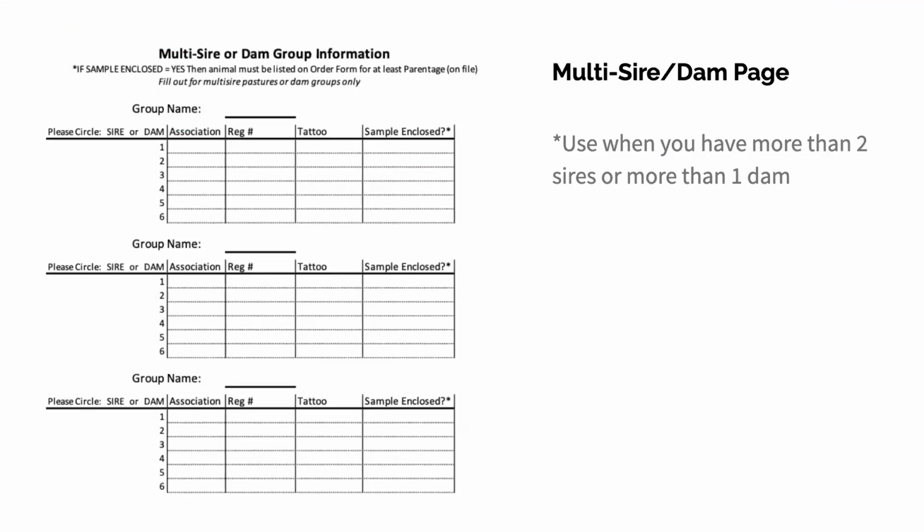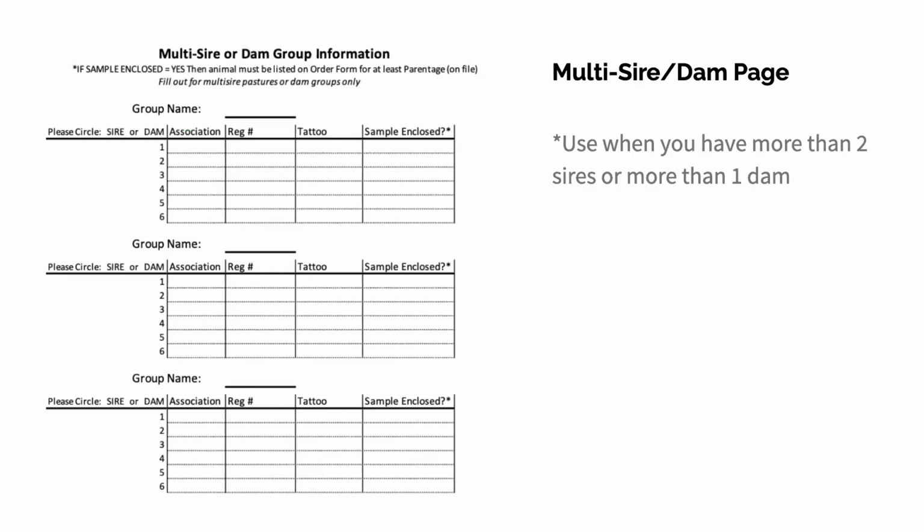So here's going to be that page 5. This is going to be for your multi-sire and dam groups. Like I said, let's say you have group 1, and that has maybe 5 sires in it. You're going to write their registration numbers in the reg column, and then we'll make sure to compare that if the first sire is not an option or it excludes.